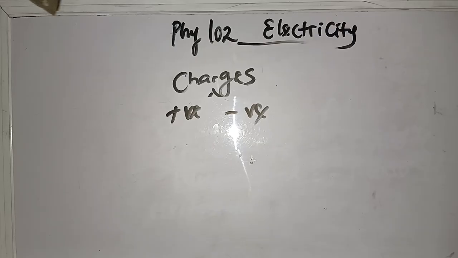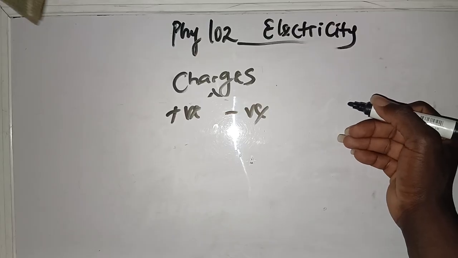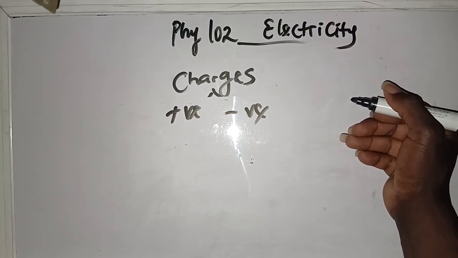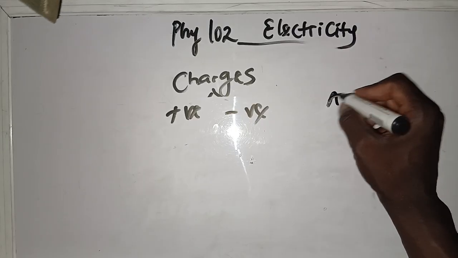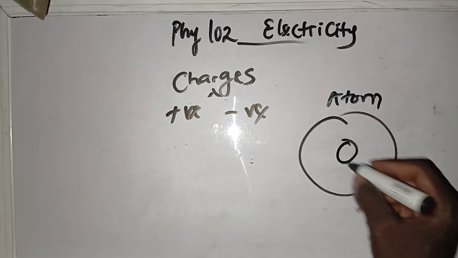Normally, all atoms are neutral. Normally, before we disturb their stability, all atoms are considered to be stable. We know they are neutral atoms. Because here we have an atom. This is an atom. We have the nucleus.